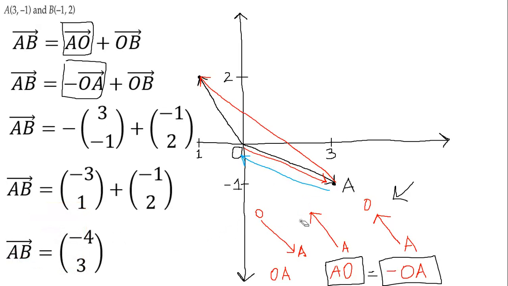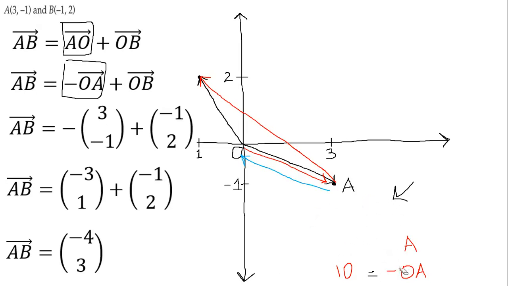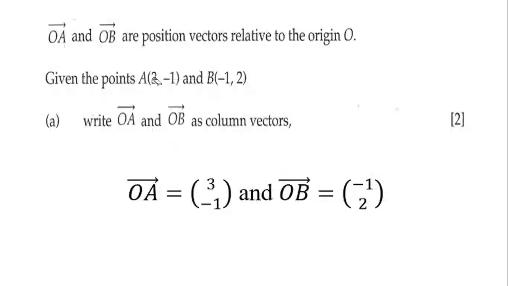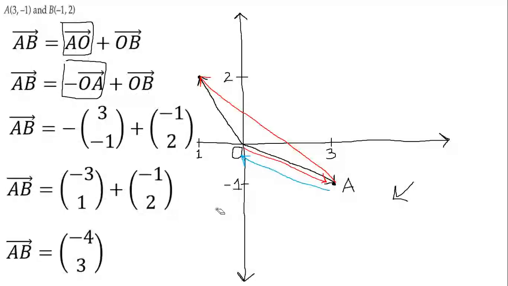Okay, so let's erase all this. So we know that for AB, in order to get from A to B, we can go from A to O, and then from O to B. But what is OB? Remember from our previous question, OB is negative 1, 2, and OA is 3 and negative 1. So let's put that inside our solutions. OA is 3 and negative 1, and OB is negative 1 and 2. And so that's what we have here.